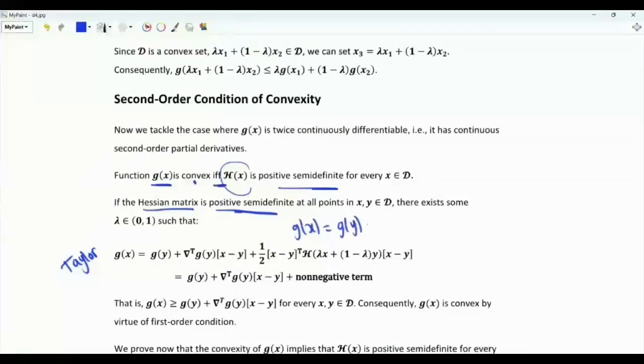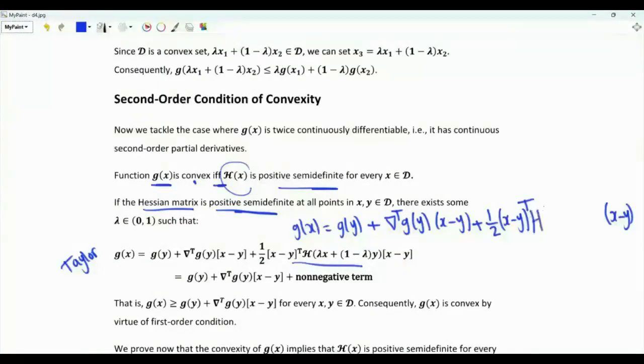g of x is equal to g of y plus the inner product of vector x minus y and the gradient of function g evaluated at y plus 1/2 of this quadratic form. We have vector x minus y transpose on the left, vector x minus y on the right, and between them we have the Hessian matrix. The Hessian matrix is evaluated at a point on the line segment connecting x and y. That is, the Hessian matrix is evaluated at some convex combination of x and y, lambda x plus 1 minus lambda y. Lambda here is in the open interval from 0 to 1.